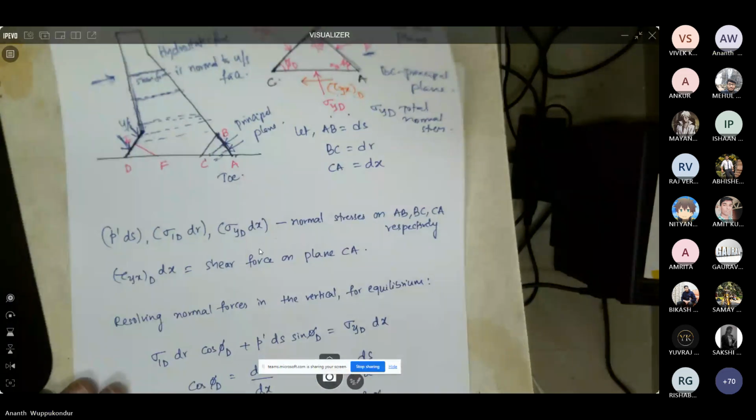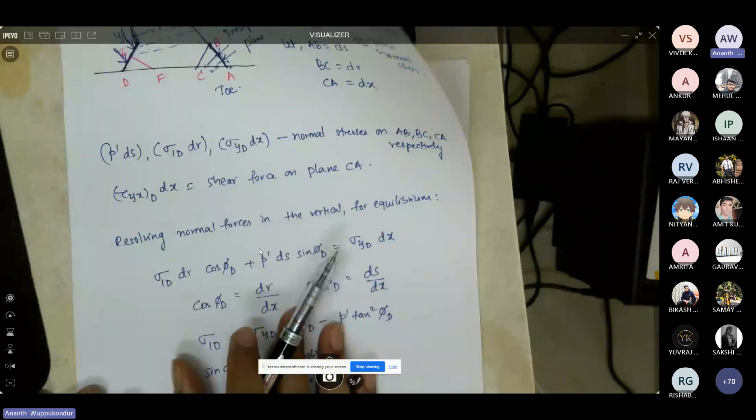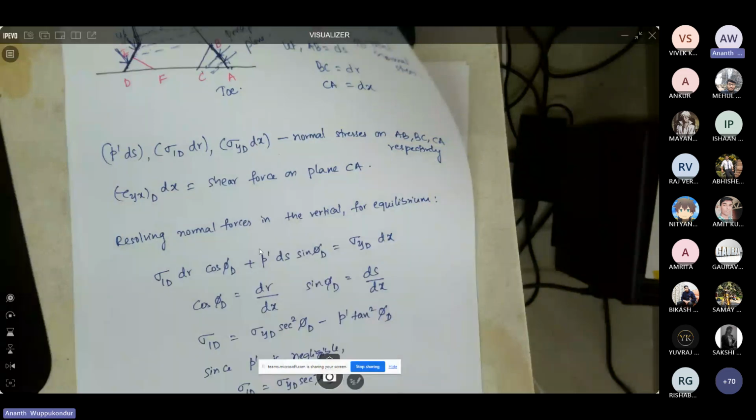Now, if the dam is stable, then there is no motion in the dam and there is also no tilting in the dam, because the dam is stable. Now, for the dam to be stable, there has to be equilibrium of forces. So what we do is consider all the forces in the vertical and all the forces in the horizontal, and we try to equate them and get equilibrium. So once you do equilibrium, then you can calculate the stresses or the principal stresses that are acting in the dam.